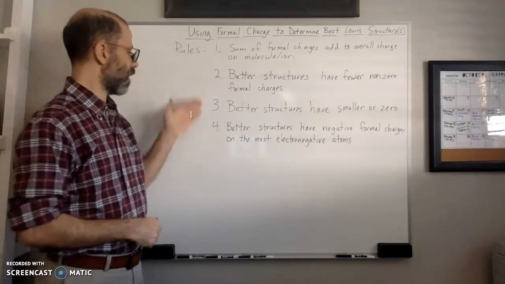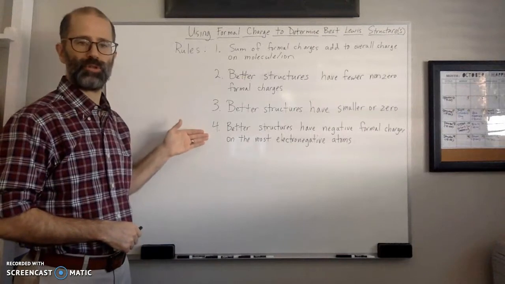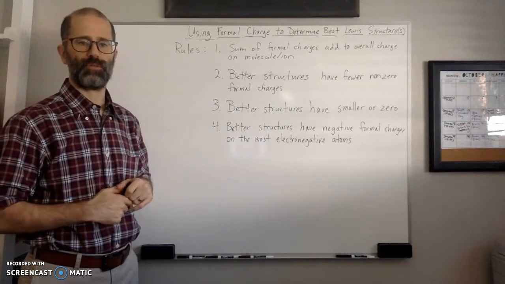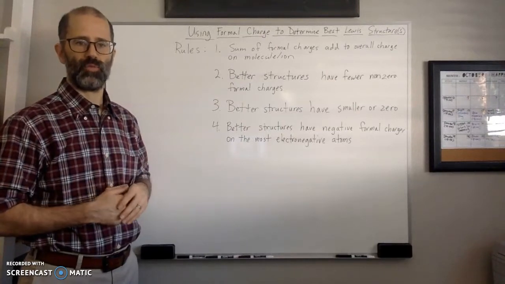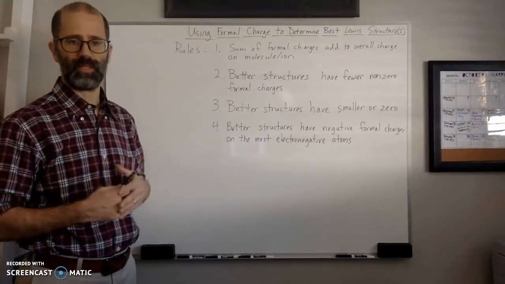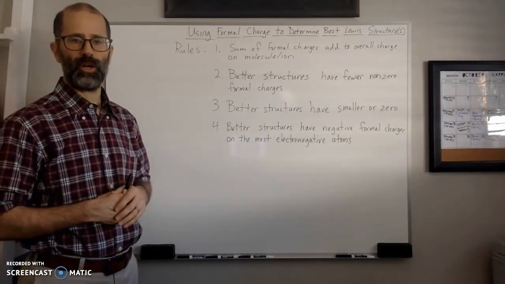The next three are rules for helping you to decide which of several different Lewis dot structures would be the best one, or ones. There might be more than one best. They might be equal in their formal charges.